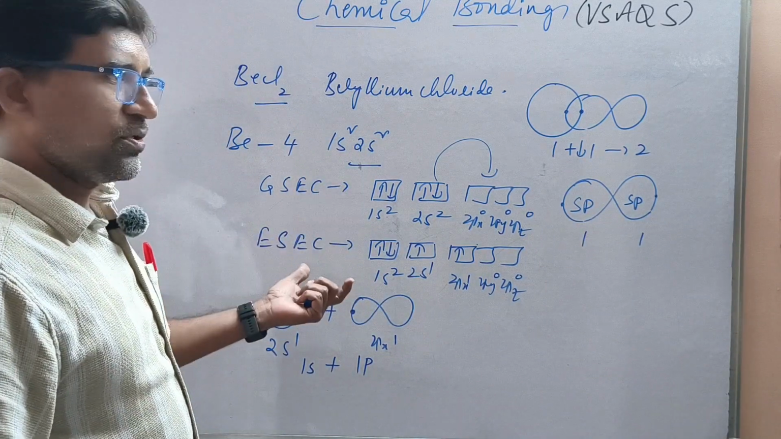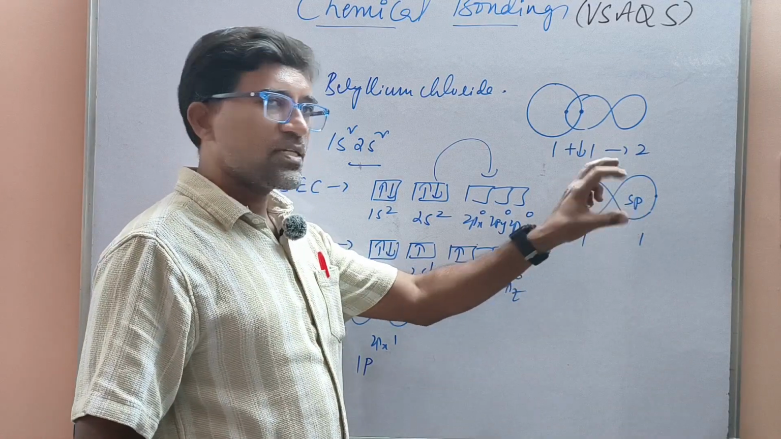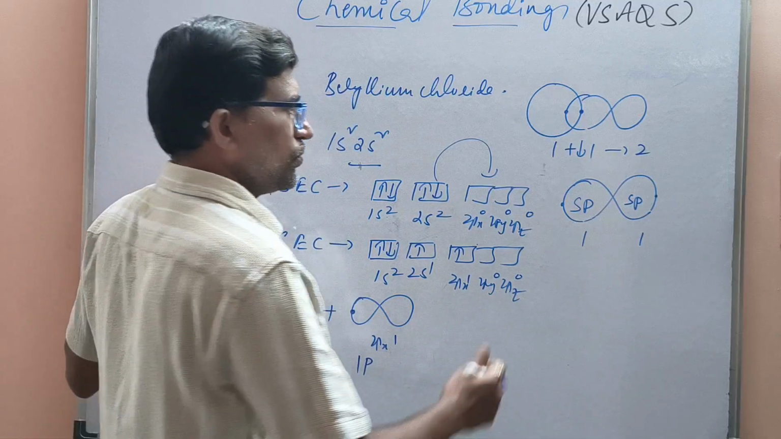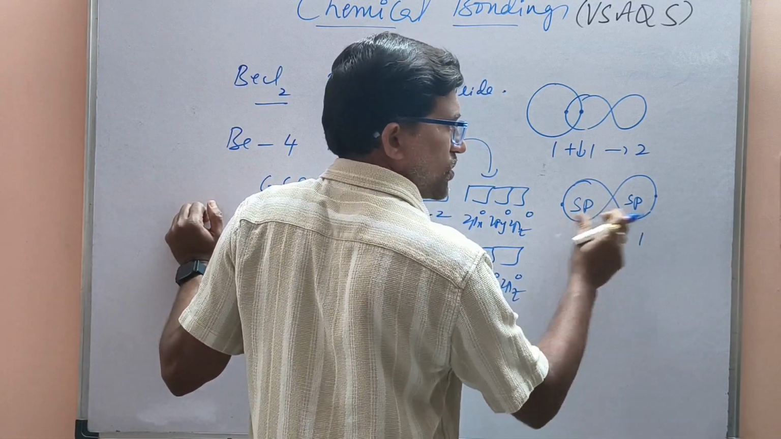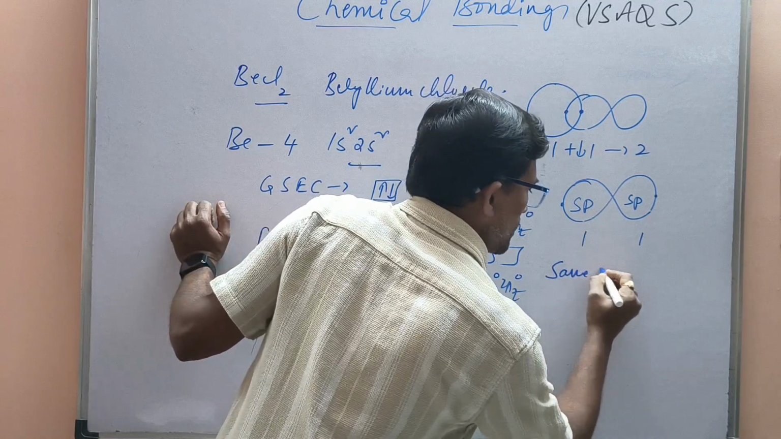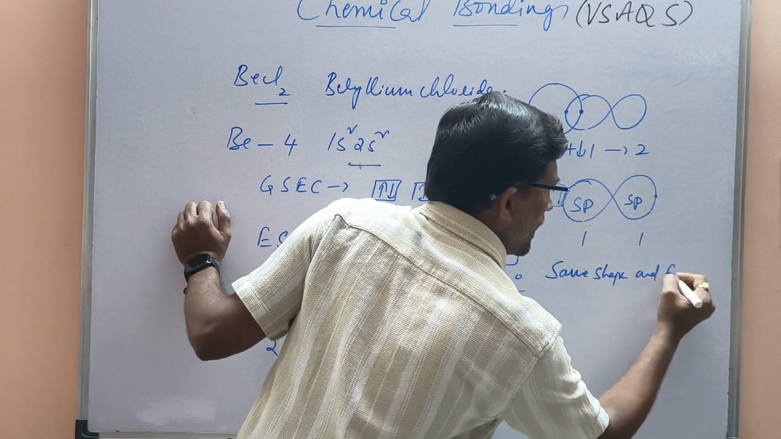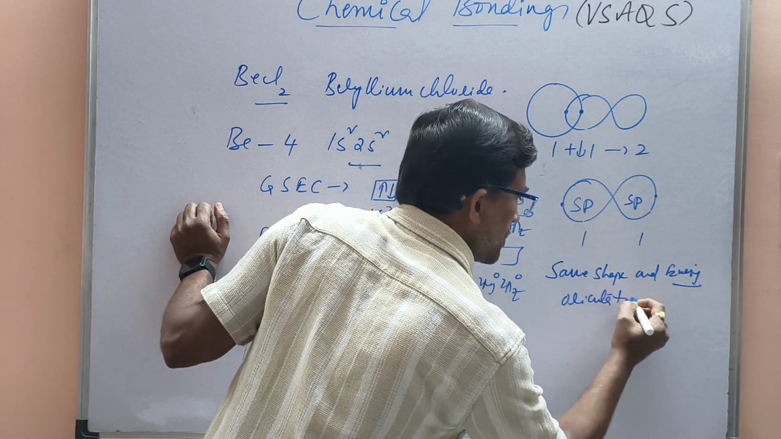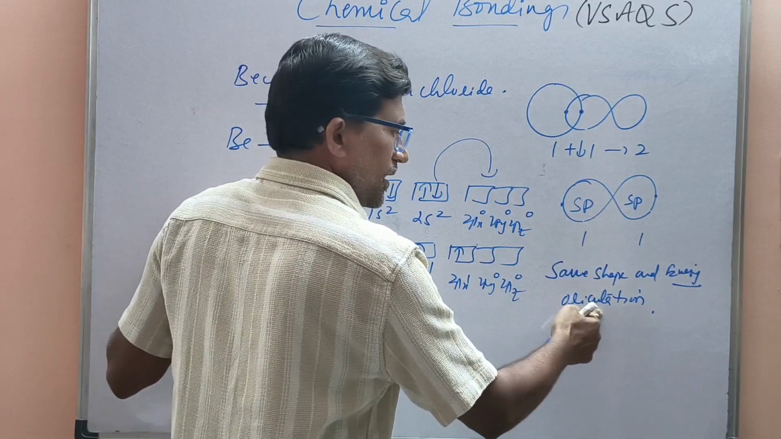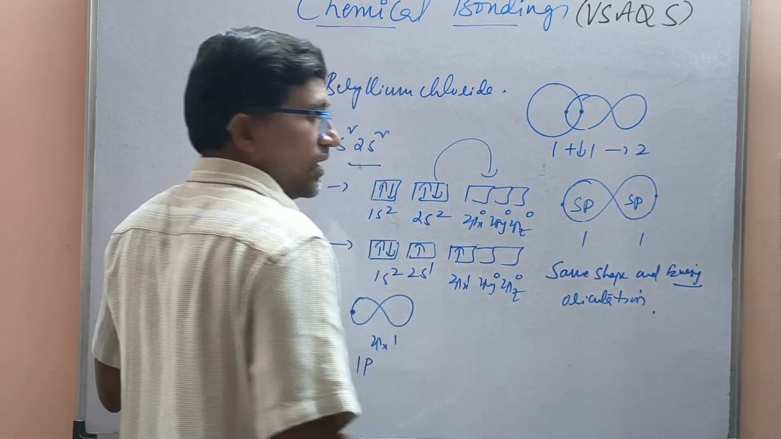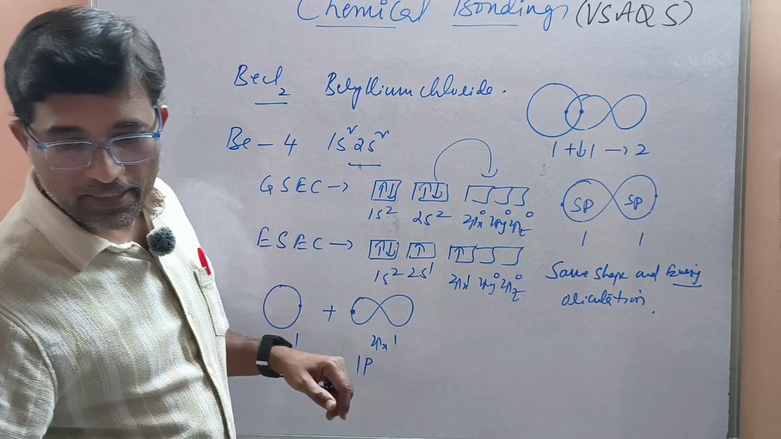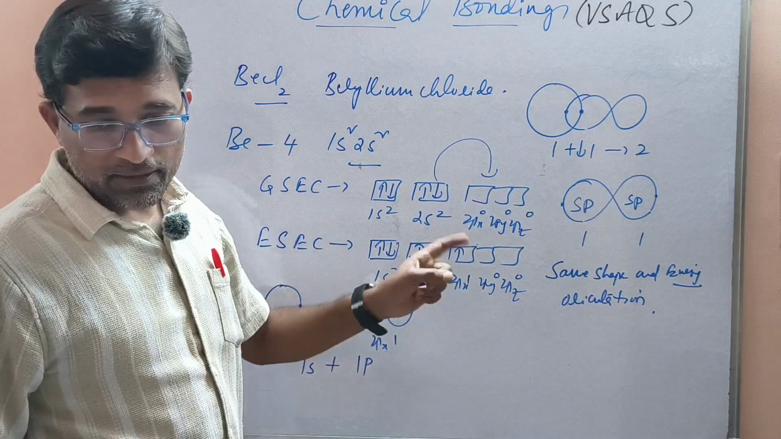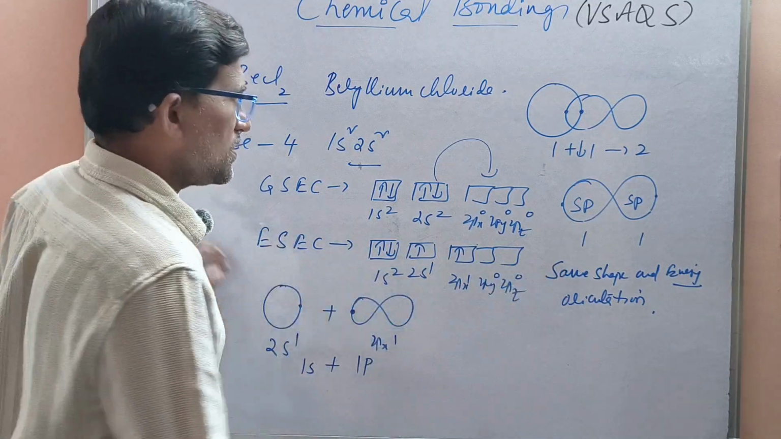Before bond formation, both these sp orbitals have the same energy, the same shape, and the same orientation. This is the main reason why the question was asked. I will read the question again: why are the bond energies the same if beryllium forms one covalent bond with the s orbital and the other with the p orbital to form the BeCl2 molecule? This is in the case of beryllium.